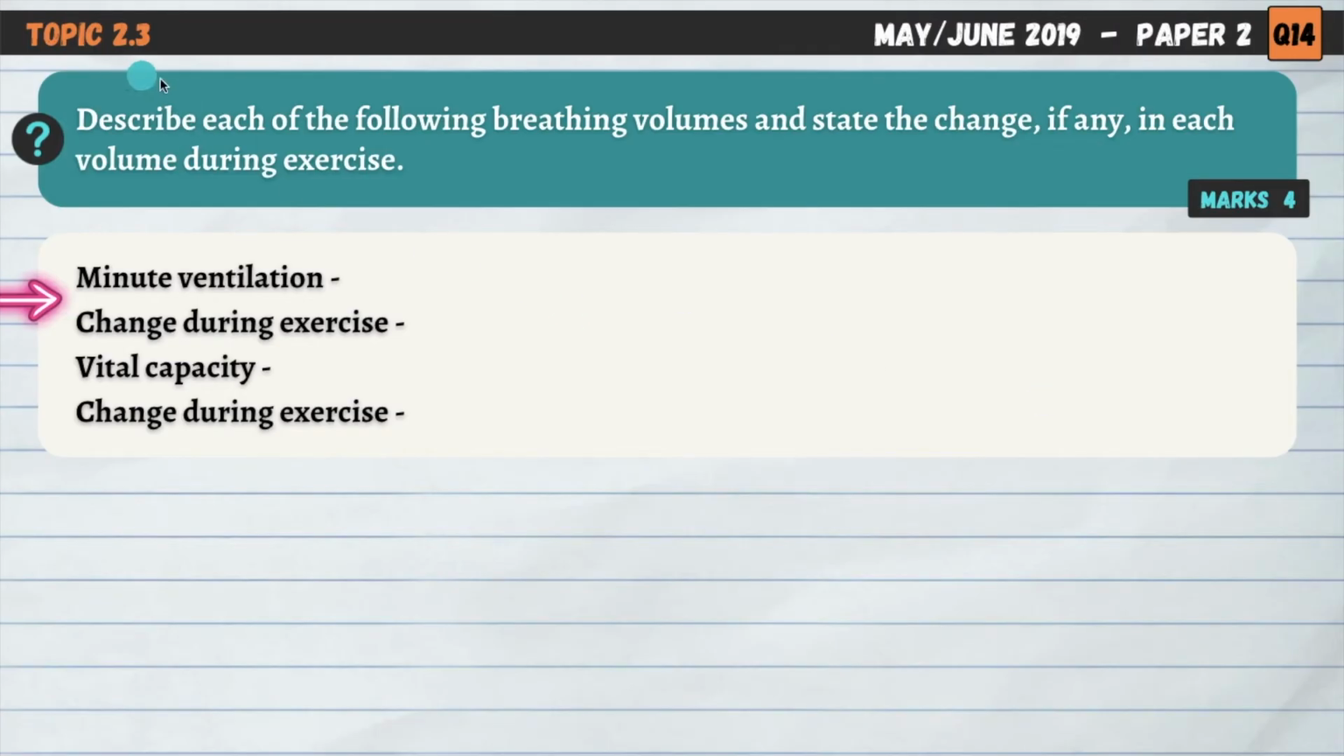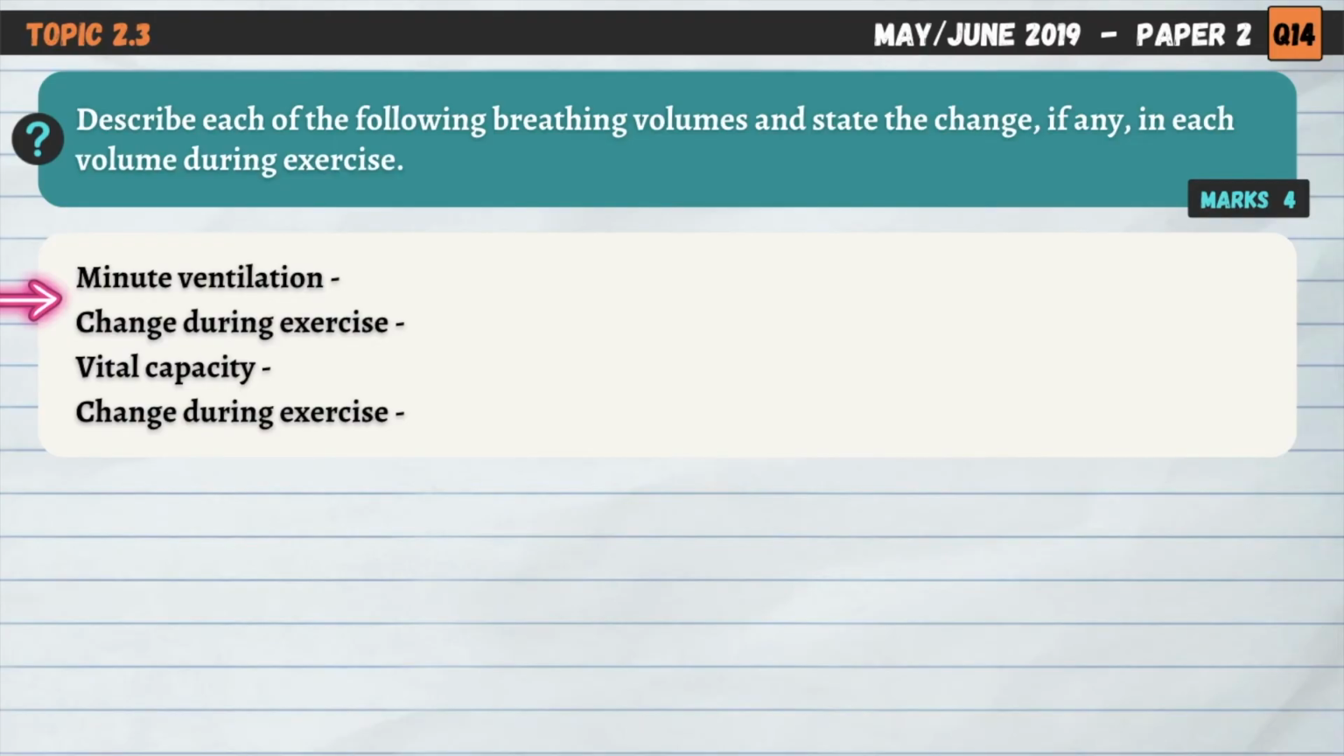Topic 2.3 now. Again, if you don't understand this question, head down to the description, watch the relevant short summary video, then come back and attempt it. Describe each of the following breathing volumes and state the change, if any, in each volume during exercise. So this is again a complete duplicate of the previous question we had on breathing volumes. And the reason I include all of these is so that you can see the patterns.